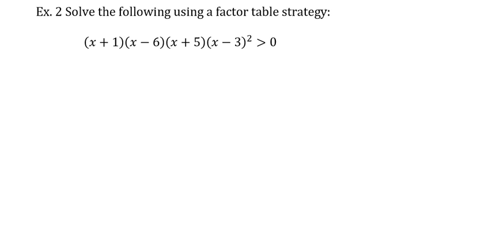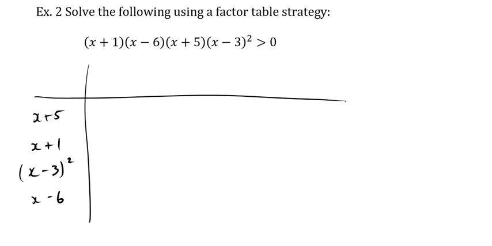Okay, so here's what we're going to do. We're going to take our factors and write them out. I think putting them in order is probably a good idea. So I'll start from the left, which is x plus 5, and then x plus 1, and then x minus 3 all squared, and then x minus 6. Then I'm going to write out my intervals. The intervals are just like on the number line, but on the number line we just broke it up visually. So what would all my intervals be in this case? Well, x less than negative 5.